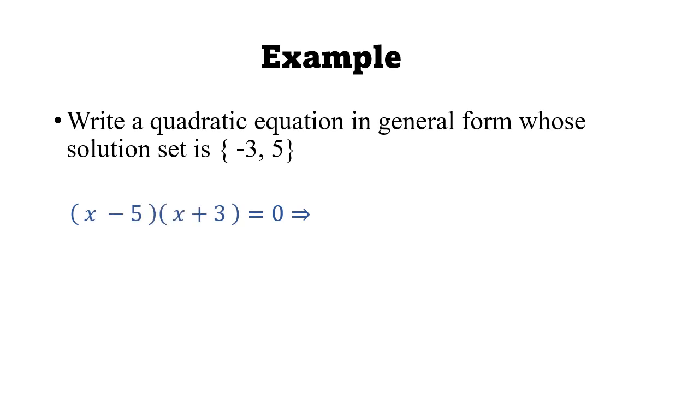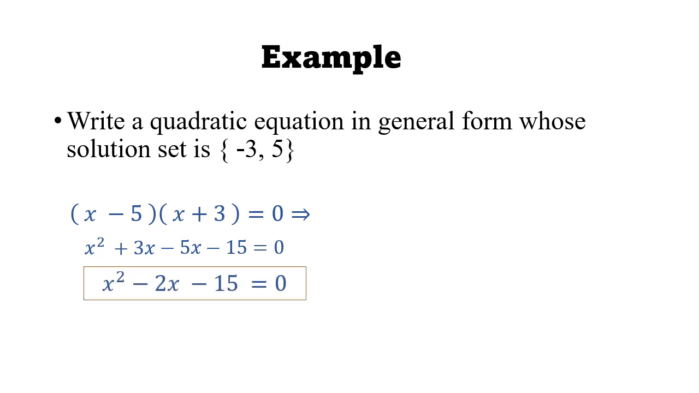Now we're going to use the following method, first, outer, inner, last terms, to write the equation. Therefore x times x is x squared, x times 3 is 3x, negative 5 times x is negative 5x, and negative 5 times 3, that's negative 15, equals 0. Now we notice the two middle terms are like terms, so we can simplify them. So 3x minus 5x, that's negative 2x, and therefore that's the quadratic equation whose solution set is negative 3 or 5.